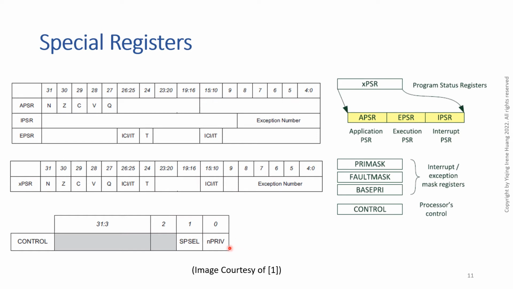Bit 0 determines the privilege level of the execution. We're going to talk about the privilege level and operation mode later. And then there's the stack selection bit, which determines whether you're using the MSP or the PSP.